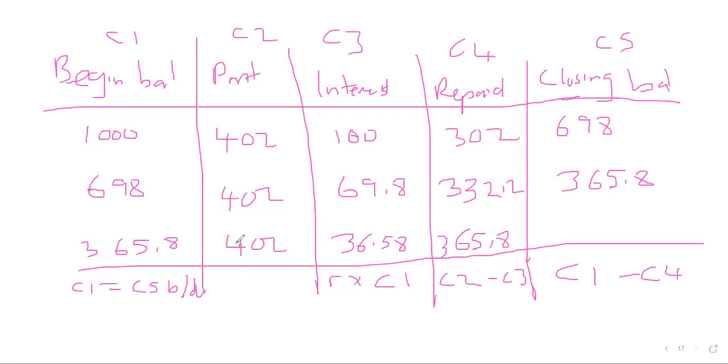We subtract 402 minus 36.58. We get 365. Then when you subtract this minus that, you get a dash here, meaning we would have paid our loan completely. So this is what we call loan amortization. Now, this last part here may not necessarily always be 0, it may be a small value, just to show you that you have fully paid off your loan.